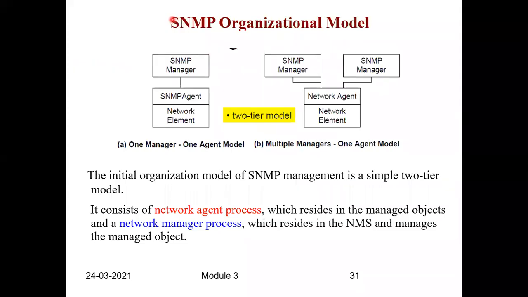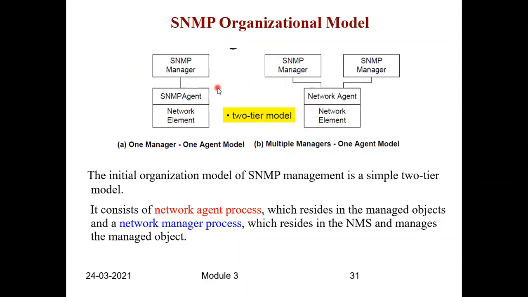Okay, now we will start with the first model, that is your organization model. So what is there in your OSI organization model? We have one manager, one agent model. Then the second model is your multiple manager, one agent model. So this is my two-tier model.